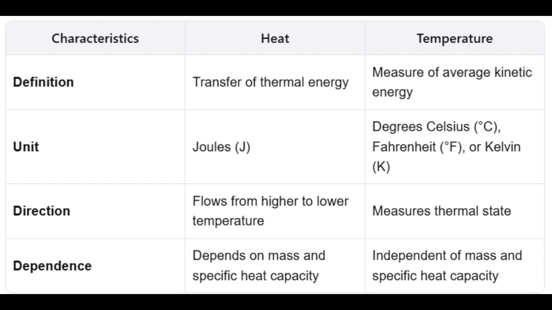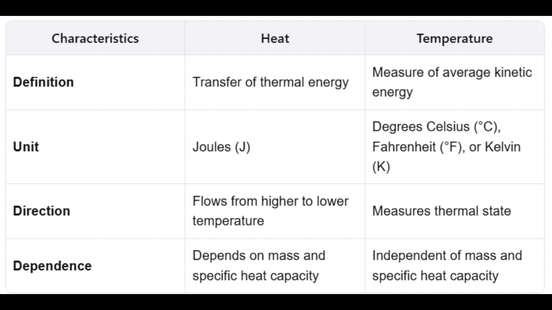So, the next difference is about direction. Heat always flows from areas of high temperature to areas of low temperature. This is why heat transfer occurs spontaneously from a hotter object to a cooler one. Temperature, on the other hand, simply measures the thermal state of a substance. It doesn't have a direction of flow.